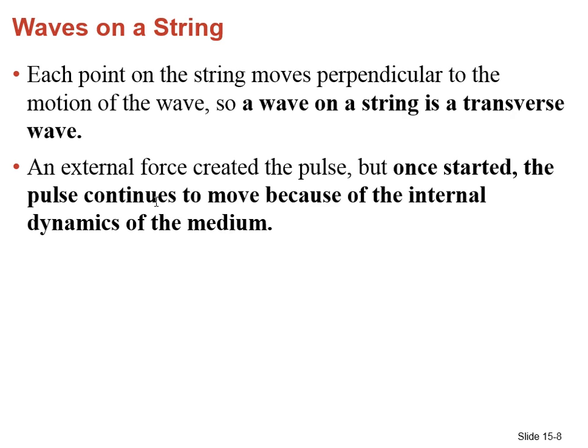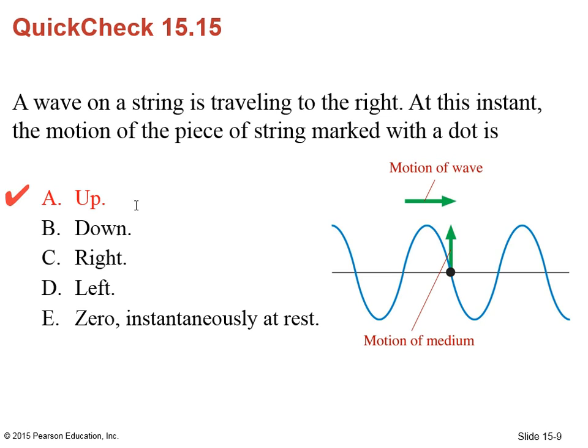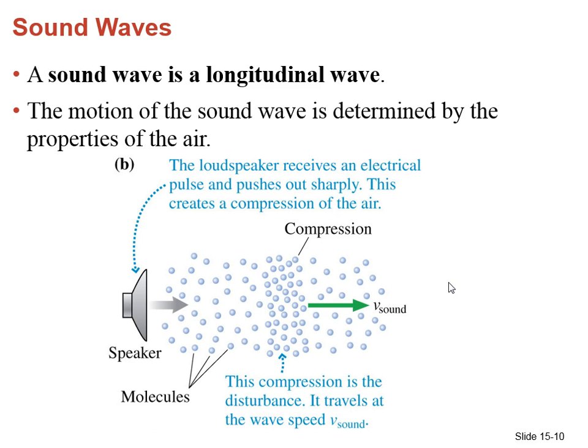Wave on a string, that's a transverse wave. Sometimes you get a pulse. That pulse continues because of, like I said a minute ago, the internal dynamics of the medium. So if the wave's going this way, the question might be, which way is this particle going? And you just need to think about how is this being affected by the particle on its left and by the particle on its right.